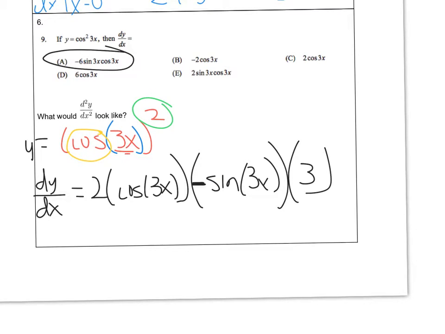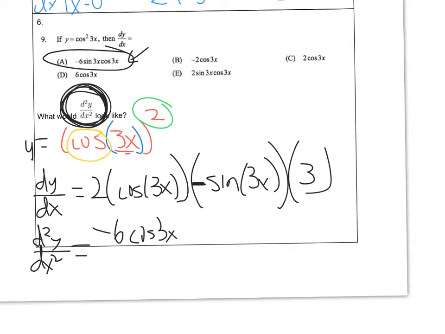Got it. This means the second derivative. So the second derivative would be, I would do it again. So if this is my first derivative, I would do product rule. So d squared y dx squared, second derivative. Derivative of the first, negative 6. Derivative of sine is cosine 3x.